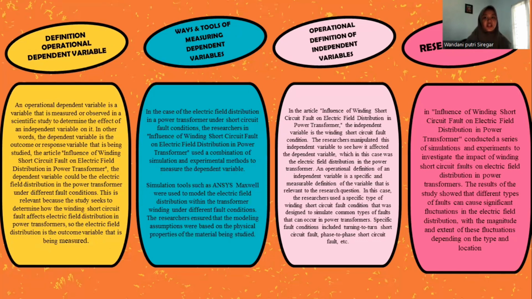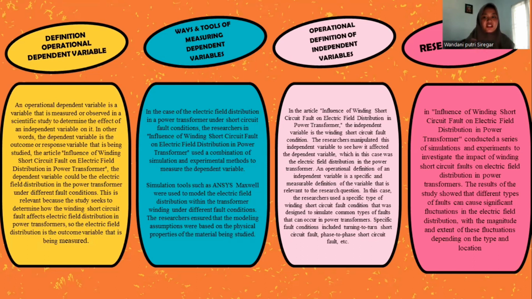An operational definition of independent variable. In the article, Influence of Winding Short Circuit Fault on Electrical Field Distribution in Power Transformer, the independent variable is the winding short circuit fault condition. The research manipulates this independent variable to see how it affects the dependent variable, which in this case was the electric field distribution in the power transformer.